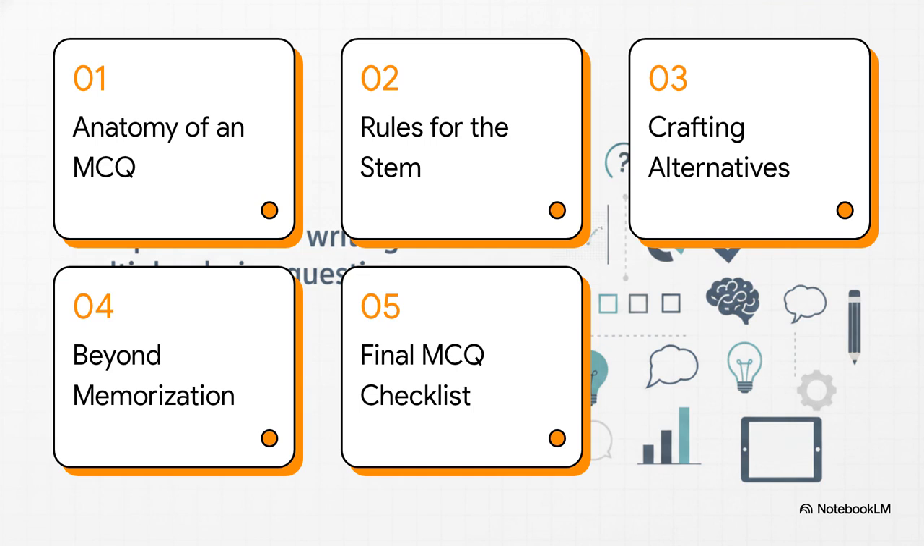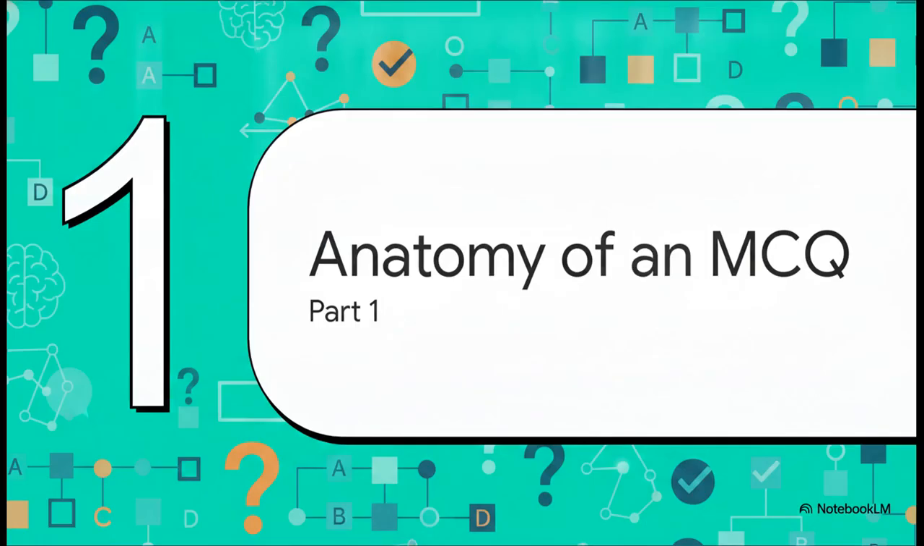So, here is our syllabus for this explainer. We'll cover 1. The anatomy of an MCQ. 2. Rules for the STEM. 3. Crafting plausible alternatives. 4. Moving beyond memorization. And finally, 5. The final MCQ checklist. Okay, let's dive right into Section 1, the anatomy of an MCQ.